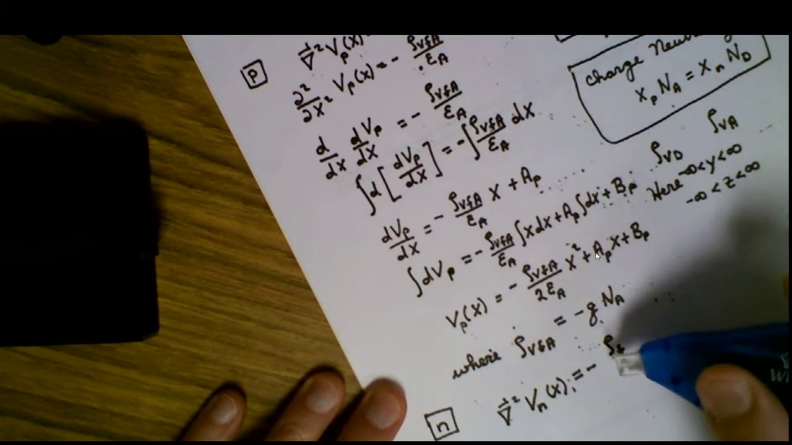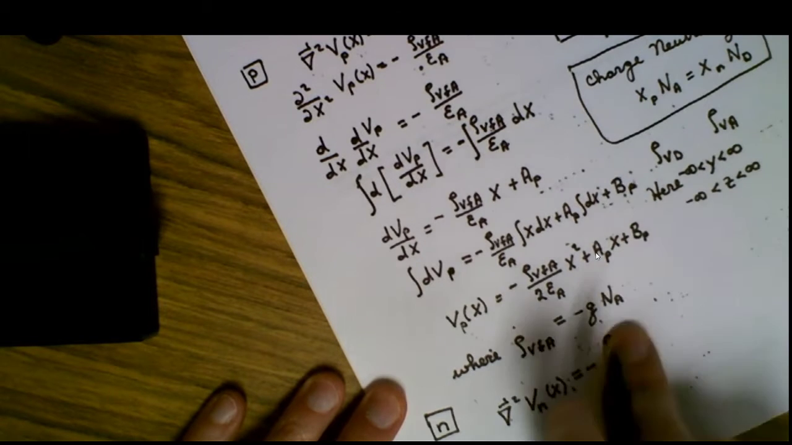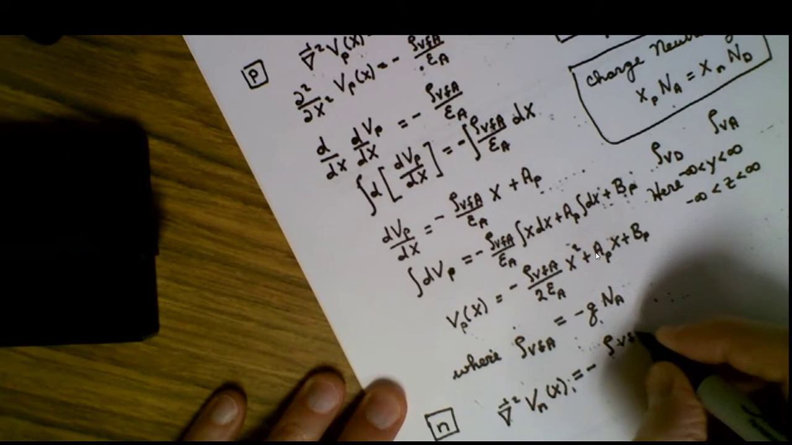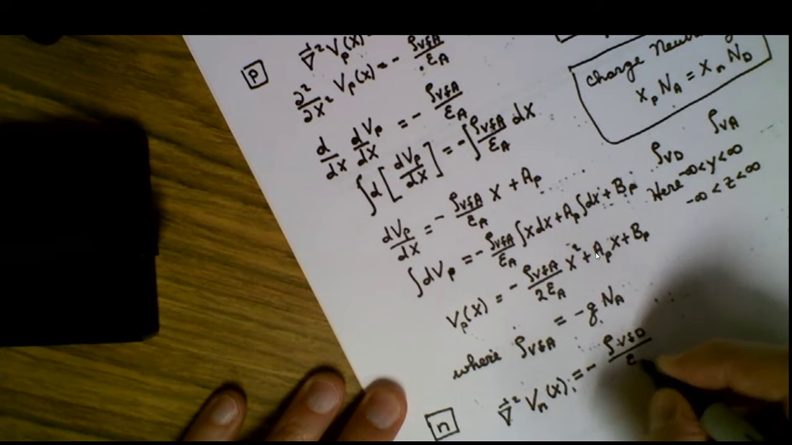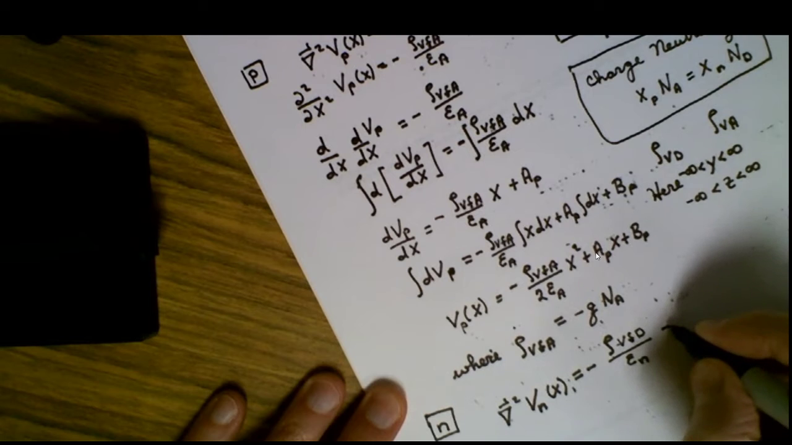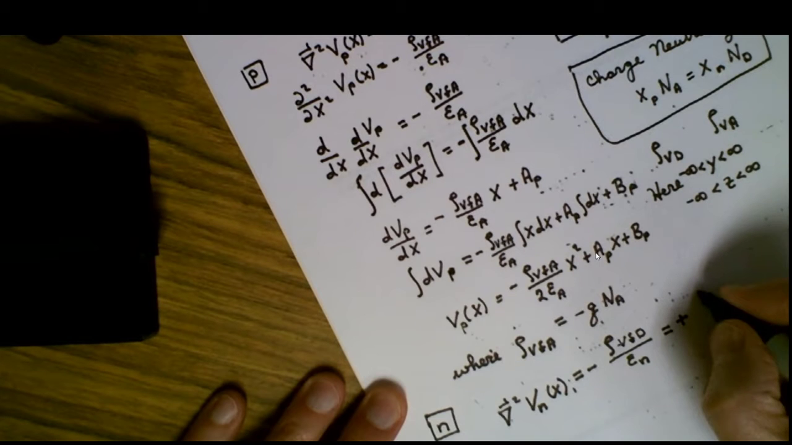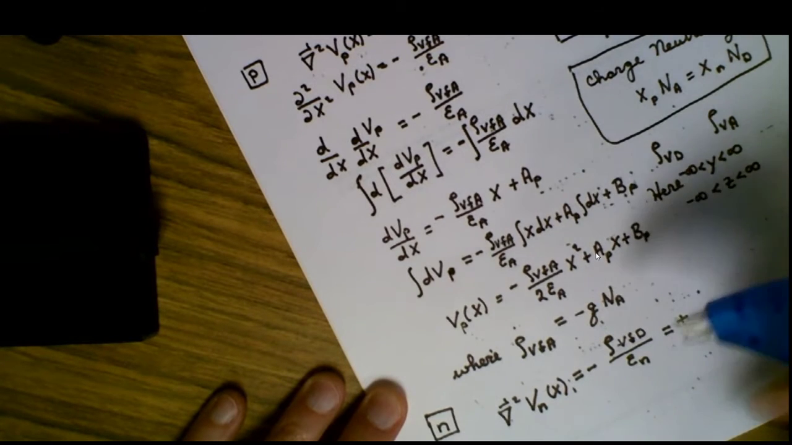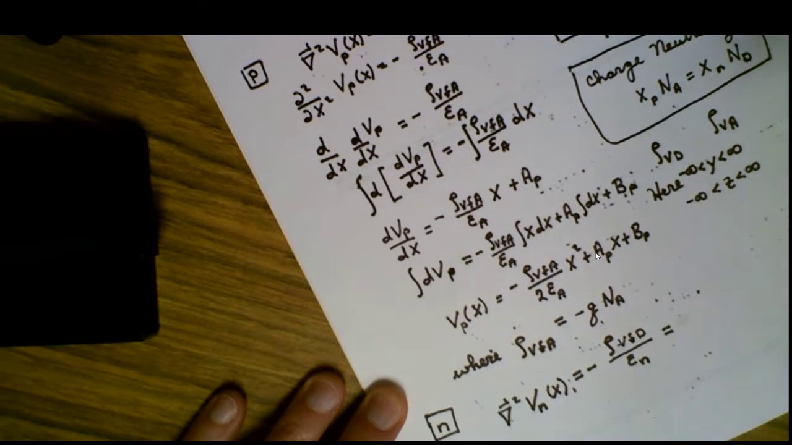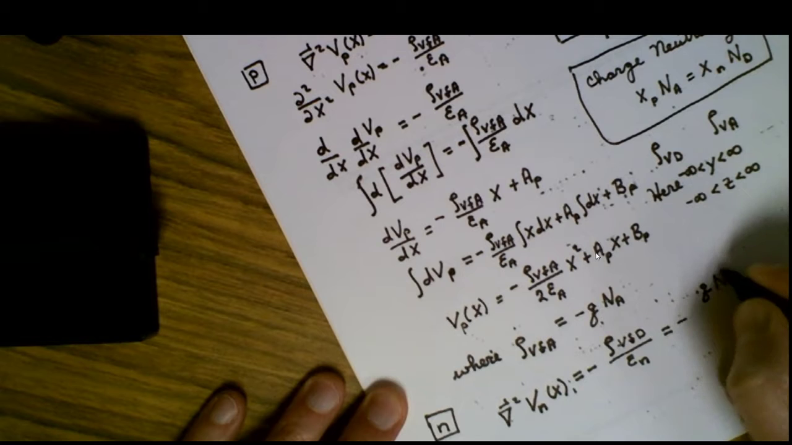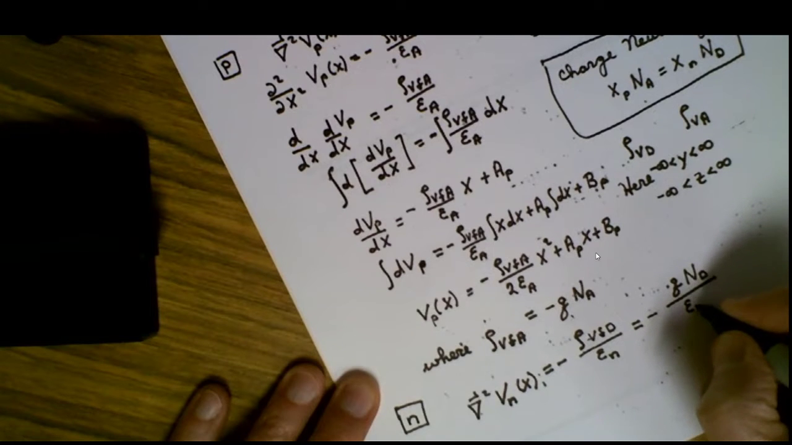So that's free volume charge density divided by the permittivity, epsilon n, and consequently this simplifies and is equal to plus our volume charge density for the donors is going to be, it's not going to be plus, it is going to be minus the charge Q times the number of donors divided by the permittivity of our N material.